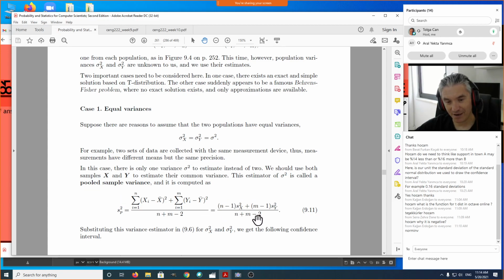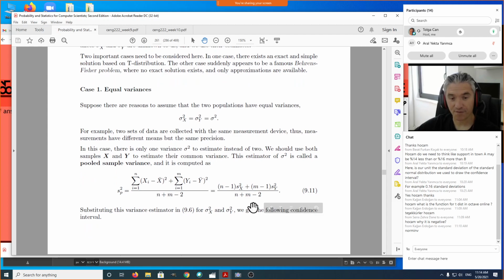And the denominator here becomes our degrees of freedom when we make the t-test. So our degrees of freedom will be n plus m, the summation of the total sample size, minus 2. Because these Sx and Sy, the sample variances, are computed individually by looking at n minus 1 and m minus 1 data points. That's the degrees of freedom. So the total degrees of freedom is n plus m minus 2.